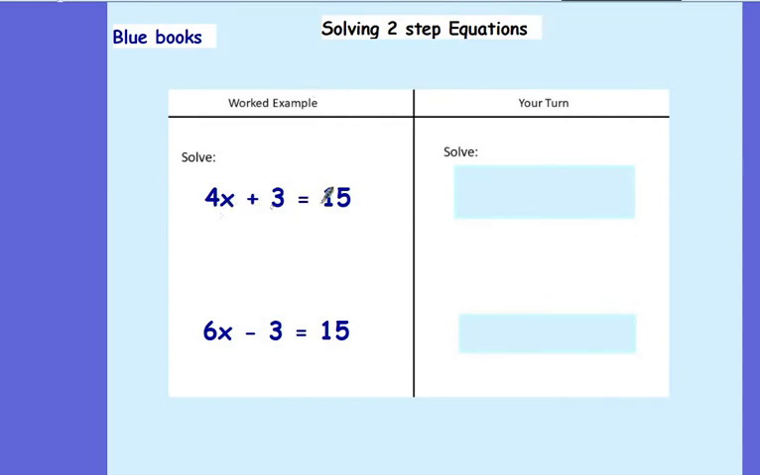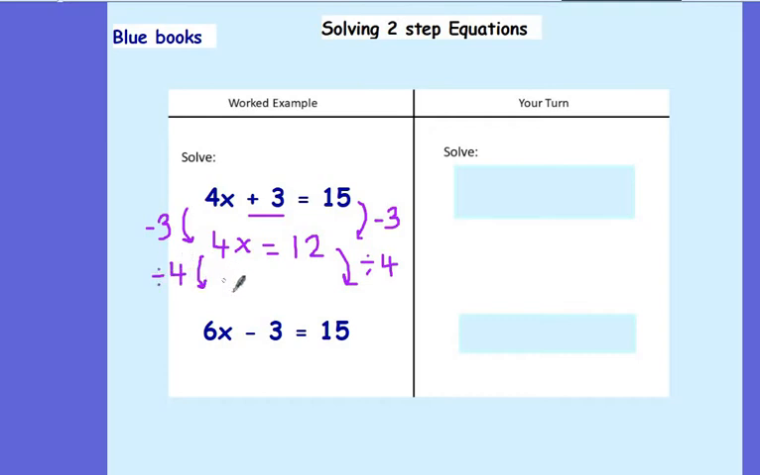I've got 4x plus 3 equals 15. I want to get x on its own. The first thing I'm going to get rid of is this plus 3. And to do that, I need to subtract 3 from both sides. Subtracting 3 from both sides will leave me with 4x is equal to 12. And now it looks just like the equations we've just been solving. If I divide both sides by 4, I'm left with x is equal to 3.